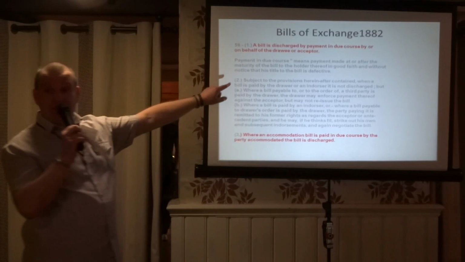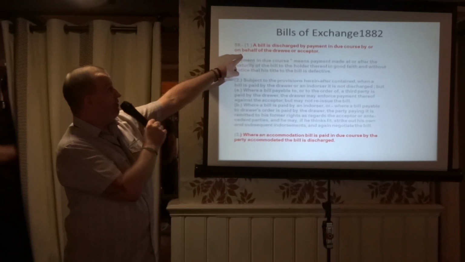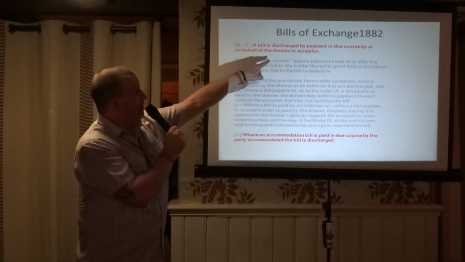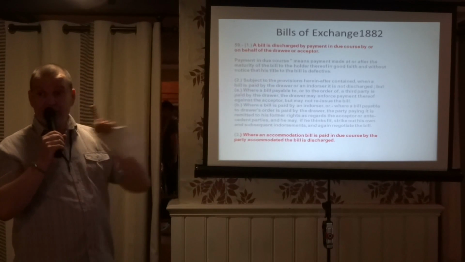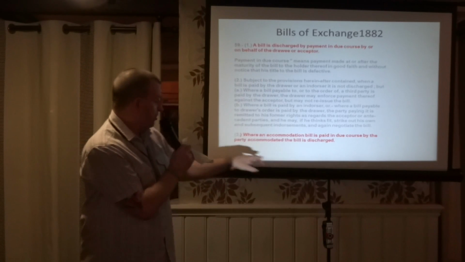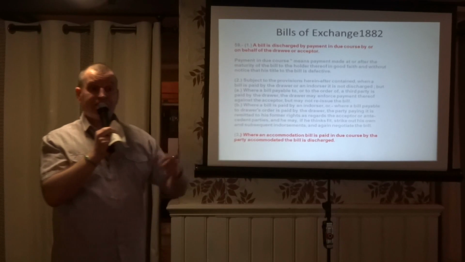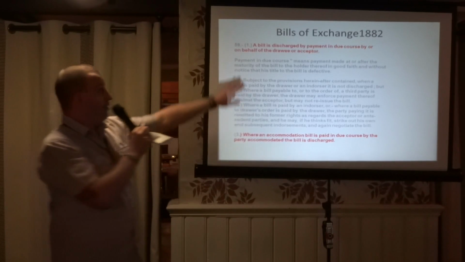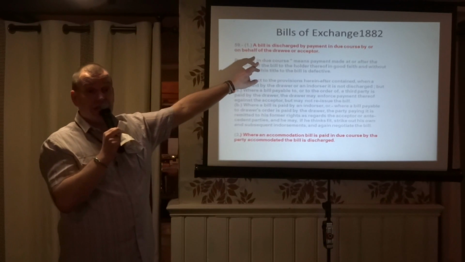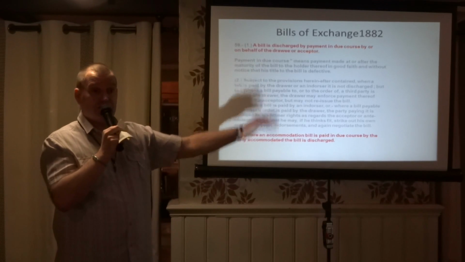This is from excerpts of the Bills of Exchange Act 1882. And the key one is section 59. A bill is discharged by payment in due course by or on behalf of the drawee or acceptor. That's another one. And the bottom one is where an accommodation bill is paid in due course by a party accommodating the bill, the party is discharged. So when you hear that saying you've already paid for it, they're referring to the bill of exchange. And that one is a third party could pay that amount off, even without your knowledge, the bill's discharged.